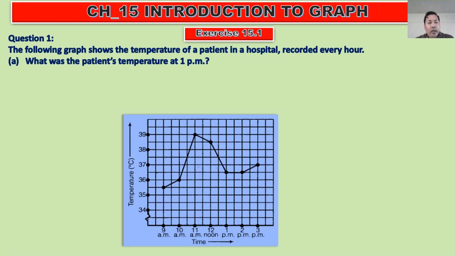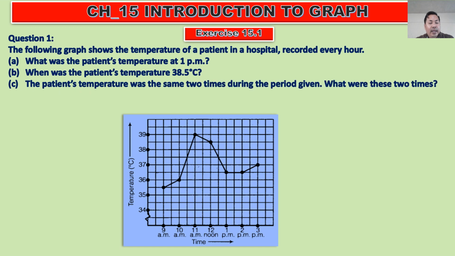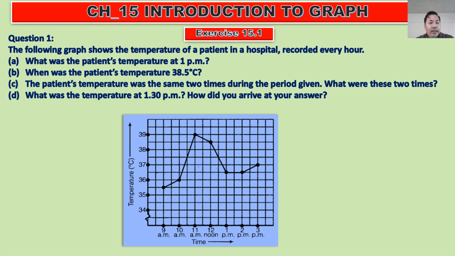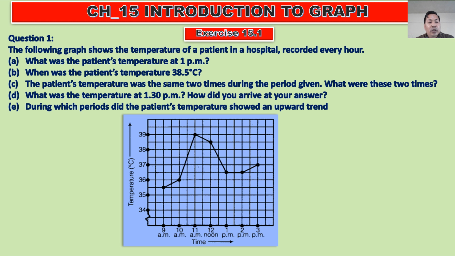Then A. What was the patient's temperature at 1 p.m.? B. When was the patient's temperature 38.5 degrees Celsius? Next, the patient's temperature was the same two times during the period given. What were these two times? Next, what was the temperature at 1:30 p.m.? How did you arrive at your answer? E. During which period did the patient's temperature show an uptrend?